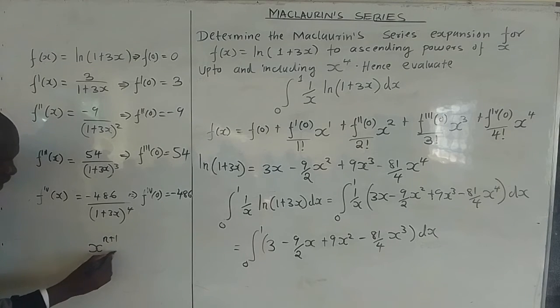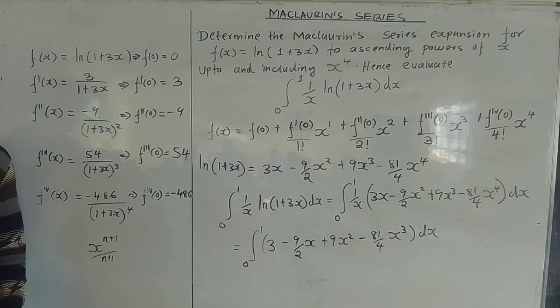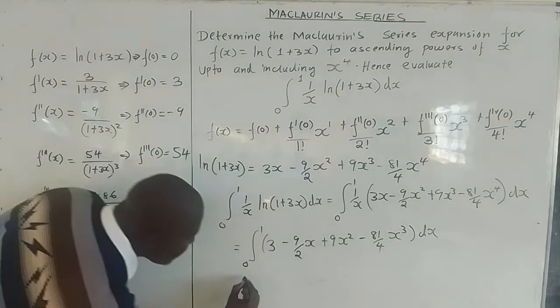So you simply add 1 to the power, then you divide by the resultant power. See, that's how to deal with the polynomial. Are we together? So can we now start integrating here?